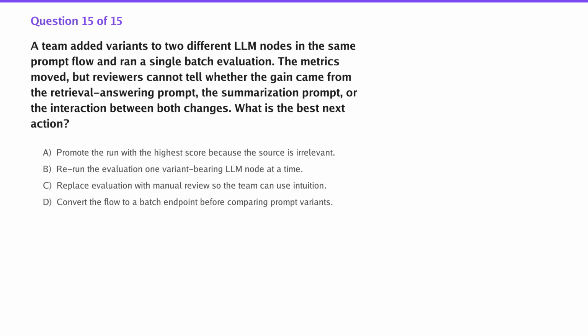Option A, promote the run with the highest score because the source is irrelevant. Option B, rerun the evaluation one variant-bearing LLM node at a time. Option C, replace evaluation with manual review so the team can use intuition. Option D, convert the flow to a batch endpoint before comparing prompt variants. The correct answer is option B, rerun the evaluation one variant-bearing LLM node at a time.